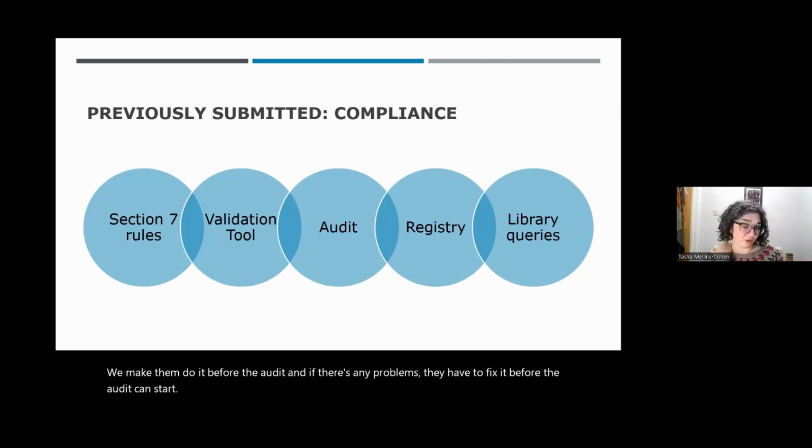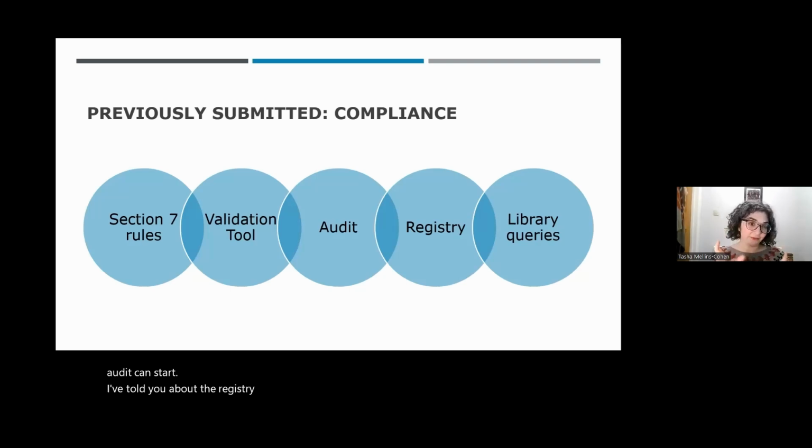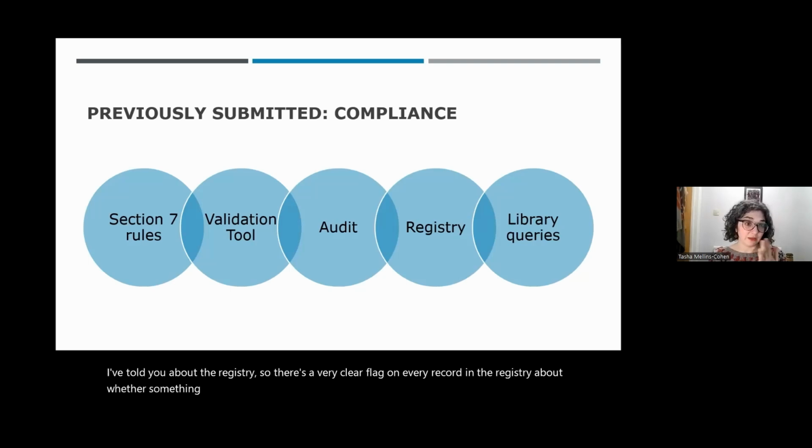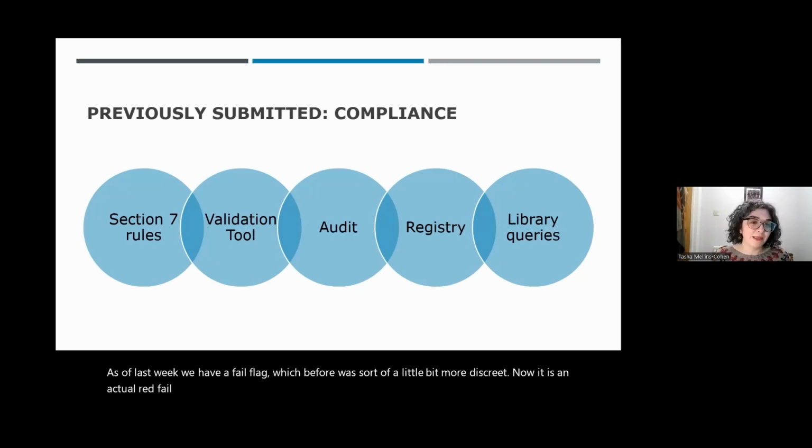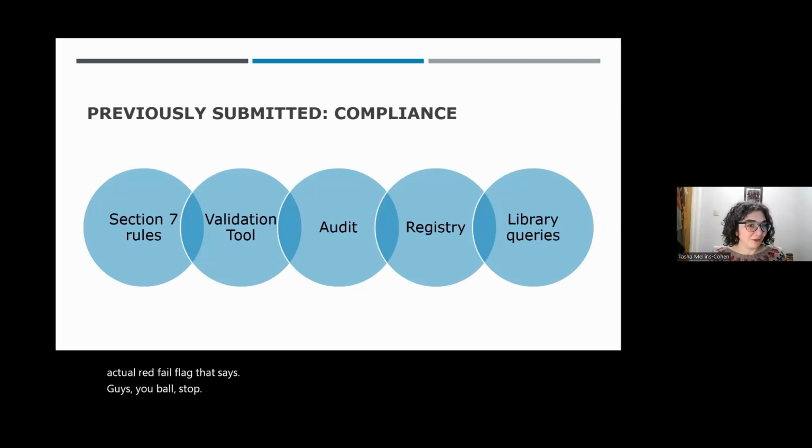I've told you about the registry. So there's a very clear flag on every record in the registry about whether something is compliant. So they've got a currently valid audit, whether they're currently being audited. So you can see what the audit cycle is. As of last week, we have a fail flag, which before was sort of a little bit more discreet. Now it is an actual red fail flag. And that's kind of the only real consequence for non-compliance, which I know is a bit of a problem.